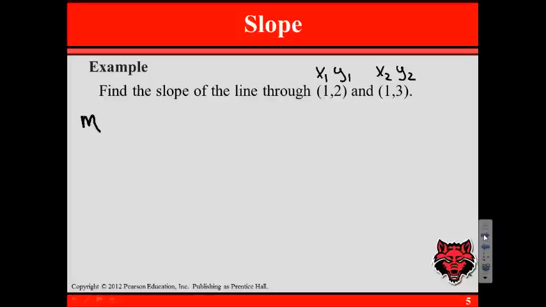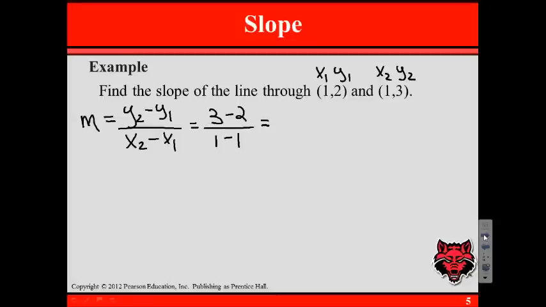So now that we have labeled, let's write our slope formula. M equals y2 minus y1 over x2 minus x1. Plugging in the information we just labeled, 3 minus 2 over 1 minus 1. In the numerator, 3 minus 2 is 1. In the denominator, 1 minus 1 is 0. This is a problem. Anytime we divide by 0, we say that the given fraction is undefined. So here we would say the slope is undefined.